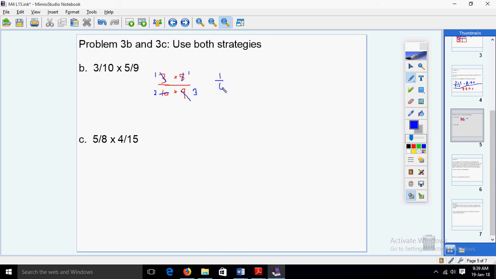And look, I don't have to reduce again. Bam, there's our answer. Okay, so what I want you to do is solve C, 5/8 times 4/15. You can use either strategy, or both, just to maybe get some practice on both. But go ahead, do that. You'll see it in the quiz later.